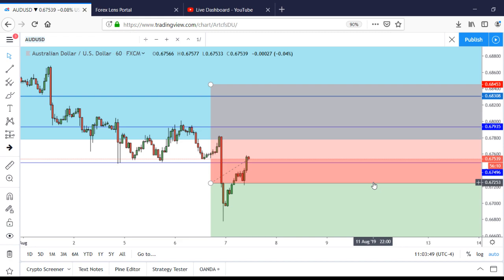Yep, gold is rocketing. It was pretty much a given. It was expected. 1500 was basically destroyed, tapped, and now it looks like we're gonna go higher.